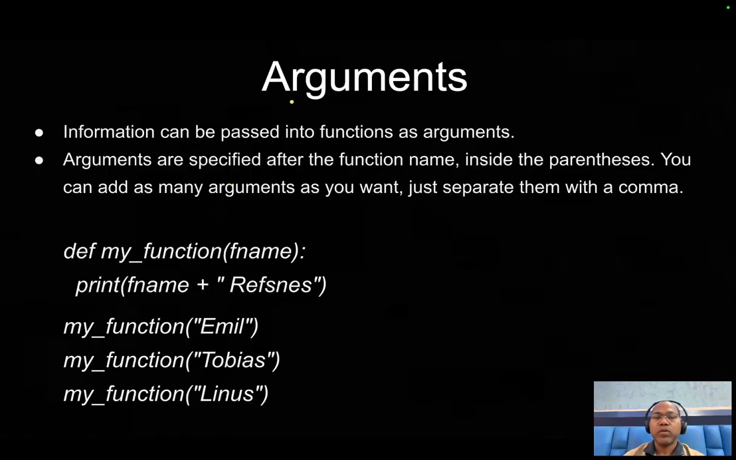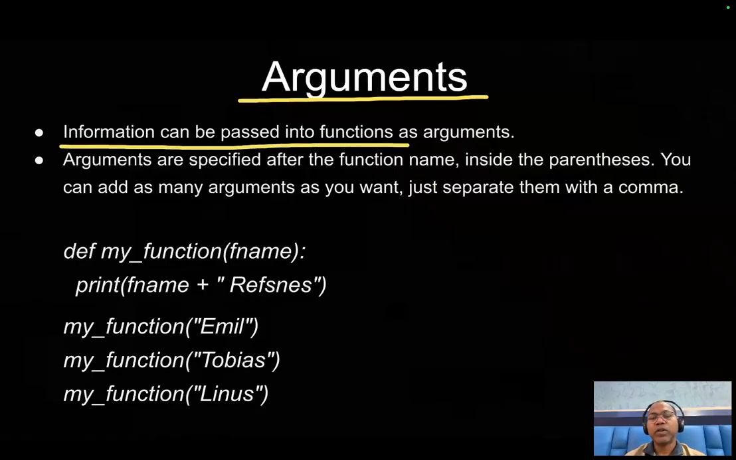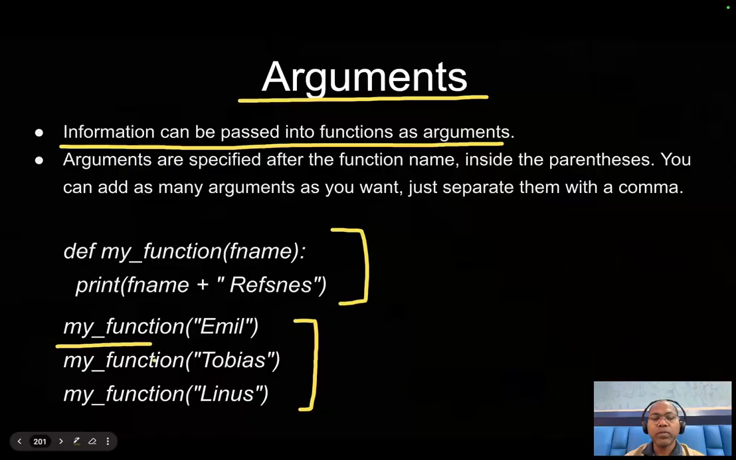So let's talk about arguments. What are arguments? The information that can be passed into a function is called an argument. Whenever you define a function and then want to use it, you have to pass some value. This input value is called an argument. So an argument is the information you pass into the function.